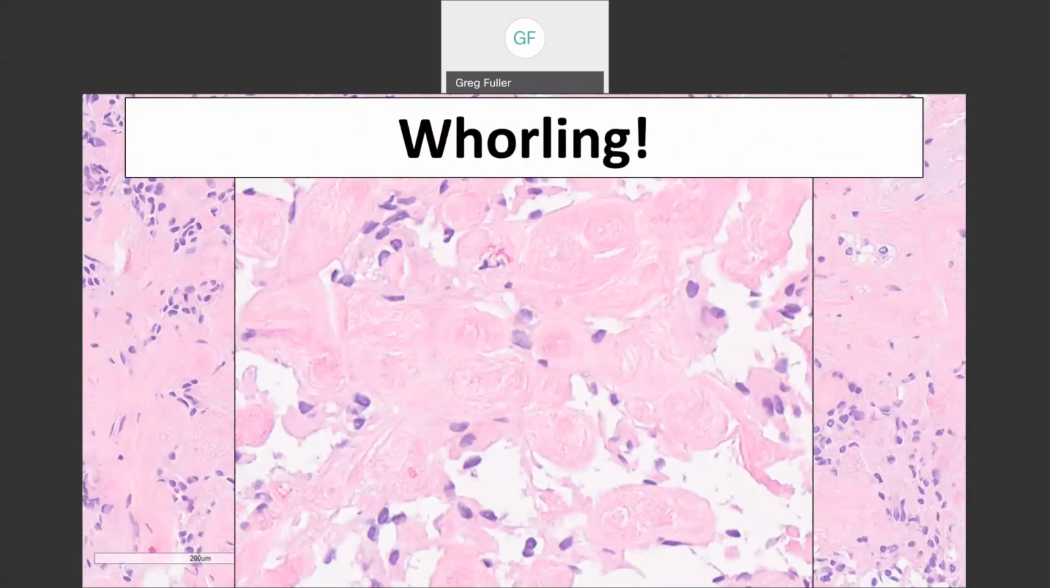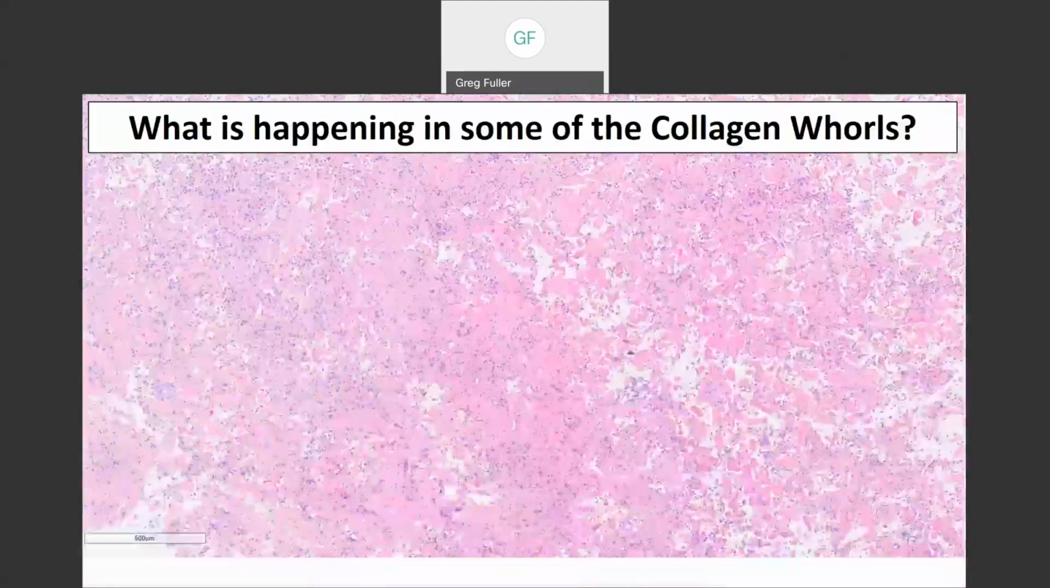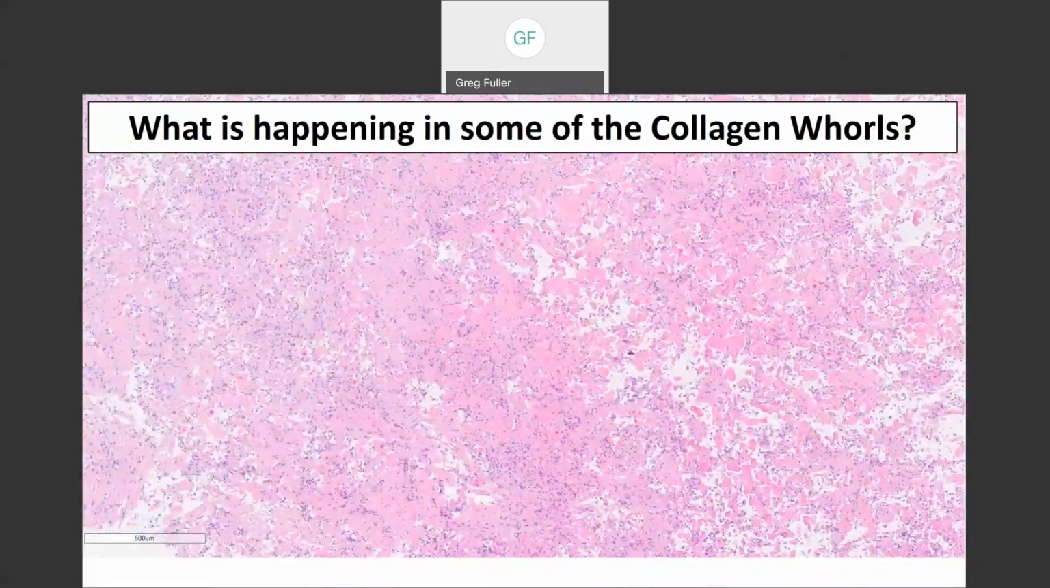All right, whirling. Yeah, all these whirls. Yeah, interesting. Okay, now here's the third. I saved the best till last. This is by far the most interesting detail of the H&E stains. What is happening in some of the collagen whirls?